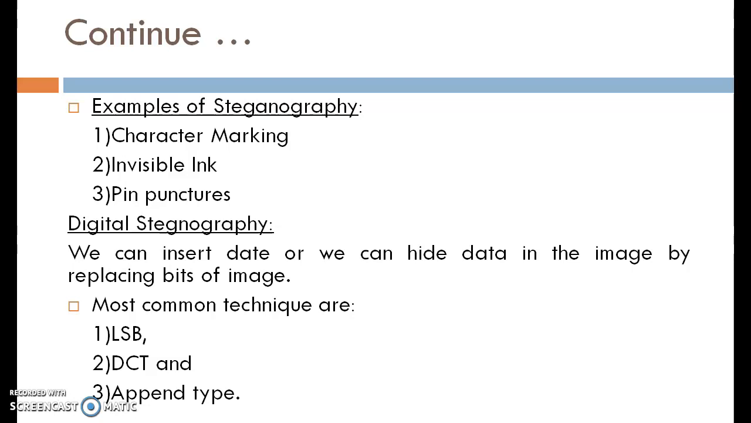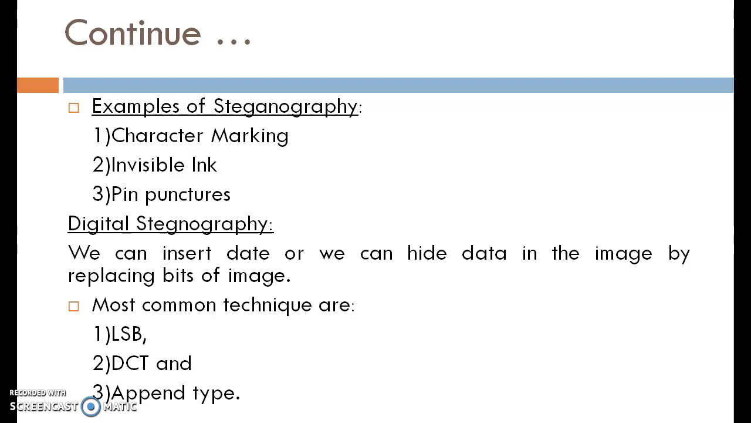Now invisible ink. We are writing the message with ink that is not visible, and when we put that letter or page at a particular angle of light, the thing that is written becomes visible, because the hidden message is written with invisible ink. So that is an example of steganography.